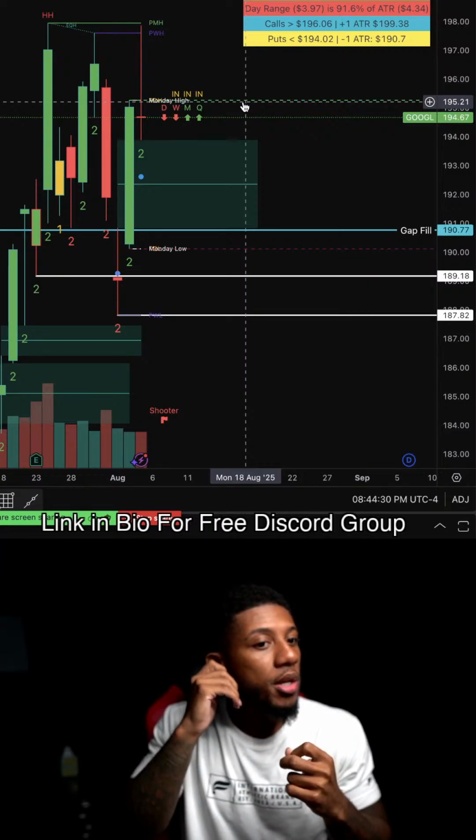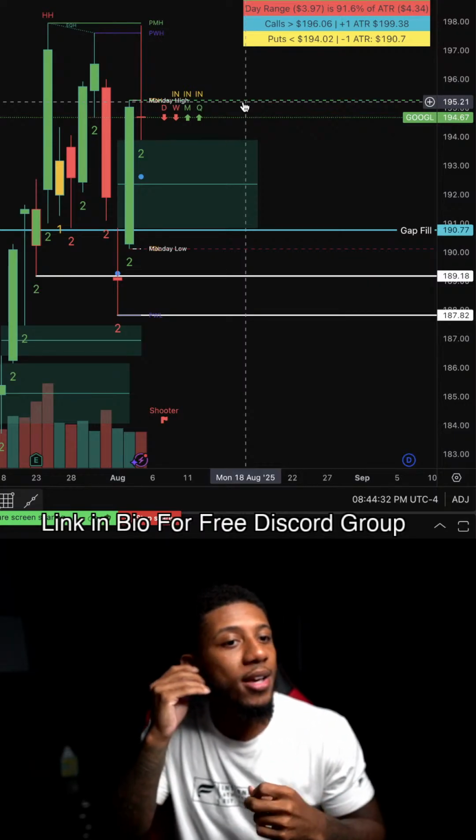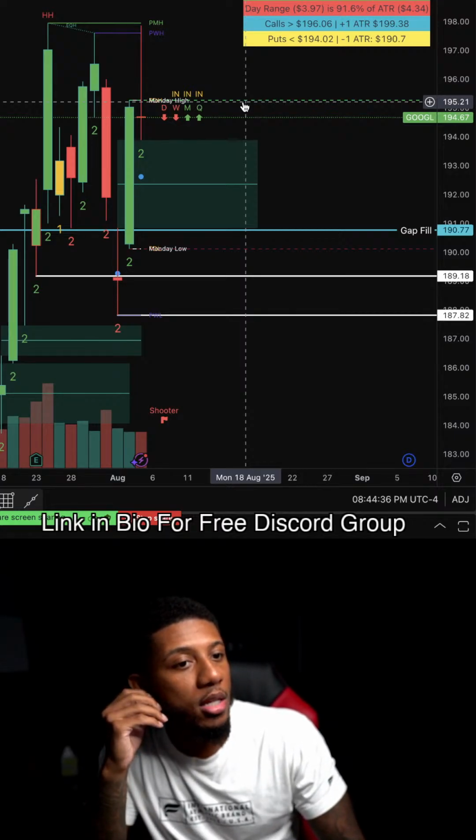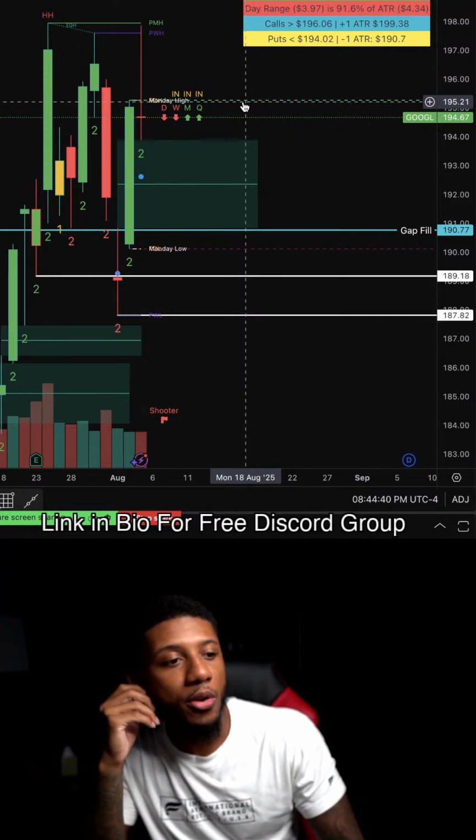What is the 1, 2, 3 indicator called again? It's called Strat Assistant on TradingView. Does it come with the higher highs and higher lows and Monday's highs labels? No, those come with the Lux Algo indicator.